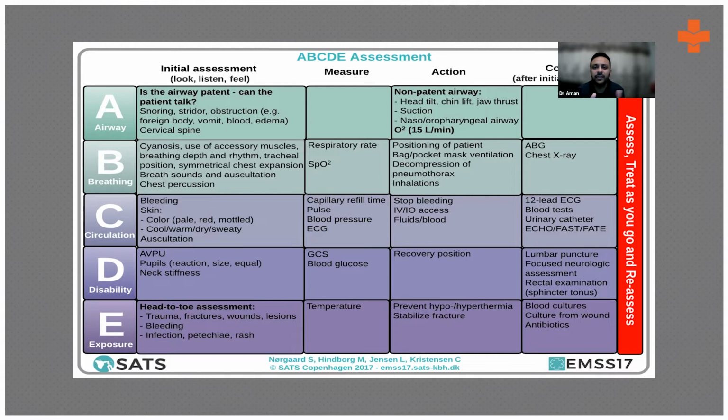Circulation: you just see the patient. Is the patient bleeding? What is the color of the patient? Whether the patient looks mottled or pale, how is the overall condition of the skin? Is the patient cool, warm, sweaty, dry? Just auscultate the heart. No one is going to ask you what sort of murmur you are hearing.